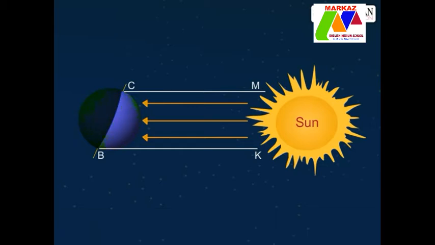Now let us compare the distance between the points C and M. C and M are the points from the North Pole to the Sun.